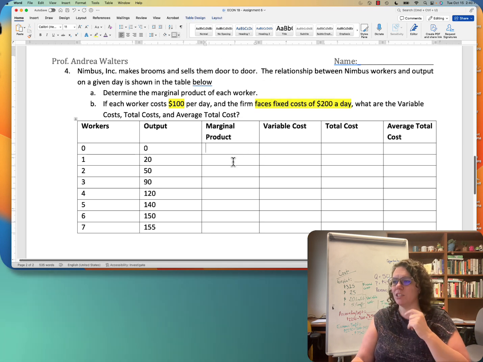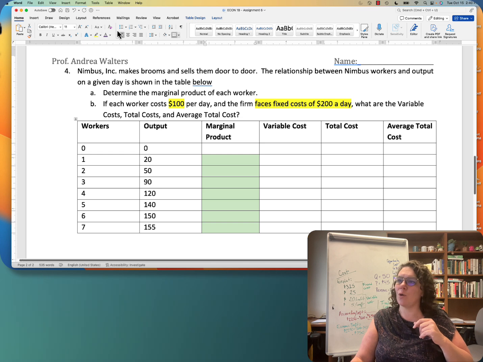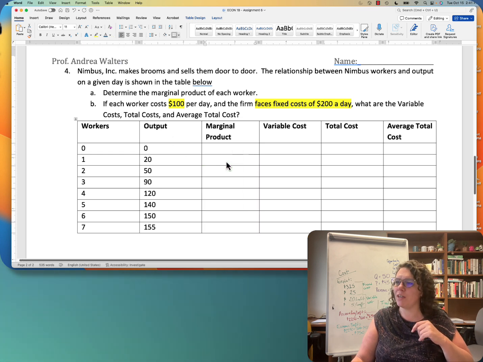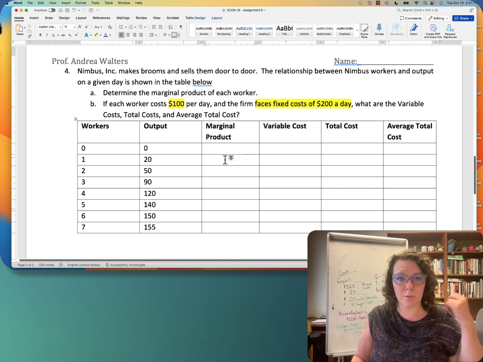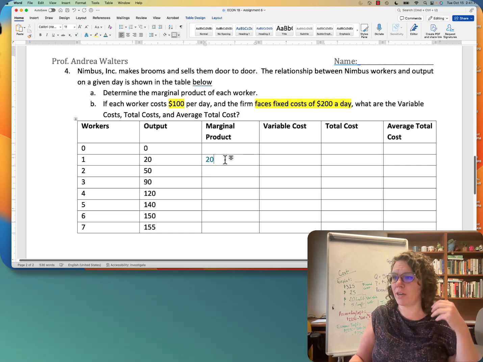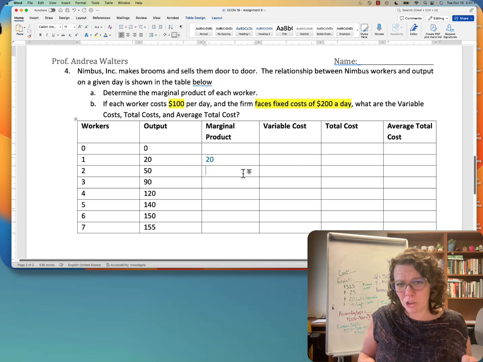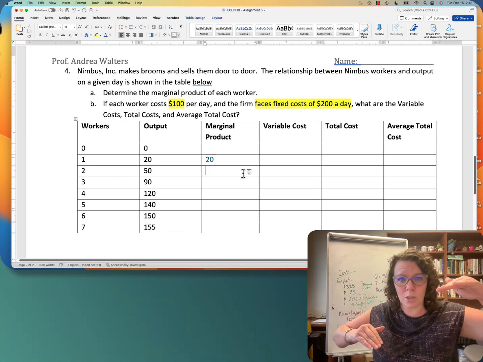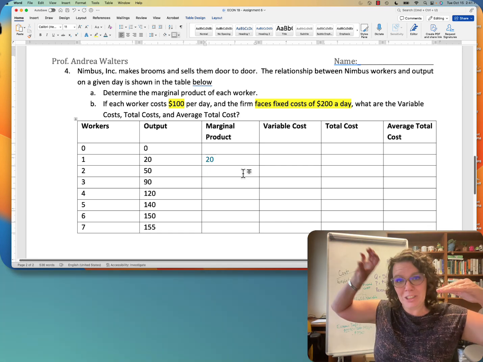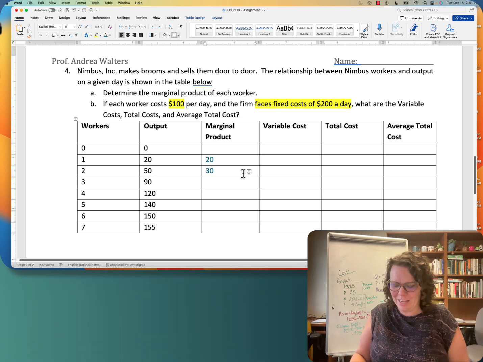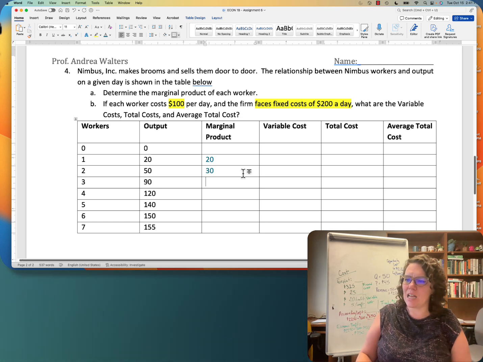So the first thing we want to do is go ahead and find our marginal product. So let's figure out what the marginal product is. The first worker takes us from 0 to 20, so that's a marginal product of 20. Hopefully by this point you're getting more comfortable with marginal product. The second worker takes us from a total output of 20 to a total output of 50, so that's going to be a marginal product of 30. And again, we went over this one in class.